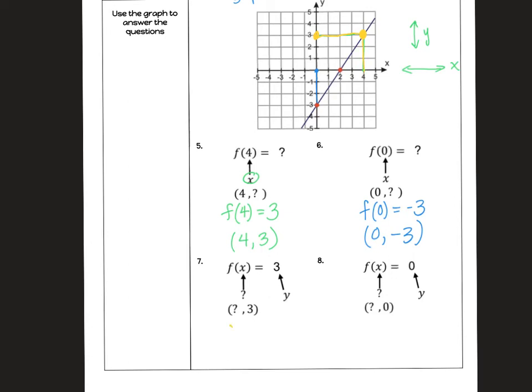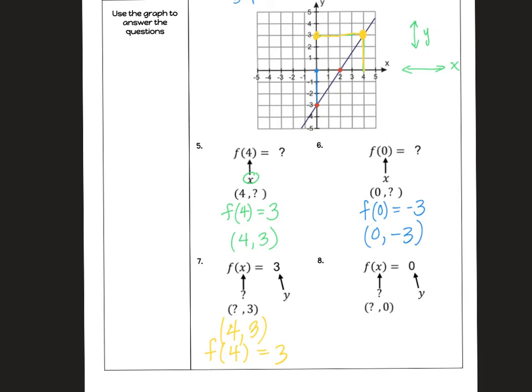So we're solving similarly to how we did for number 5, because we're using that same point. It's just a different way to look at it. So another way that we can write this is f of 4 equals 3. Now let's try this next one. I'm going to use green for it.